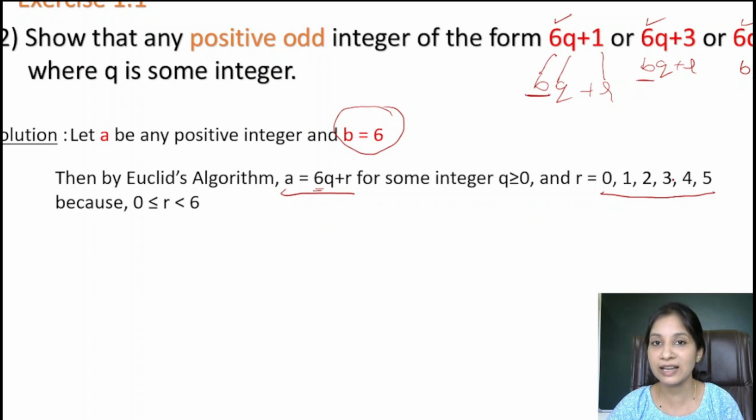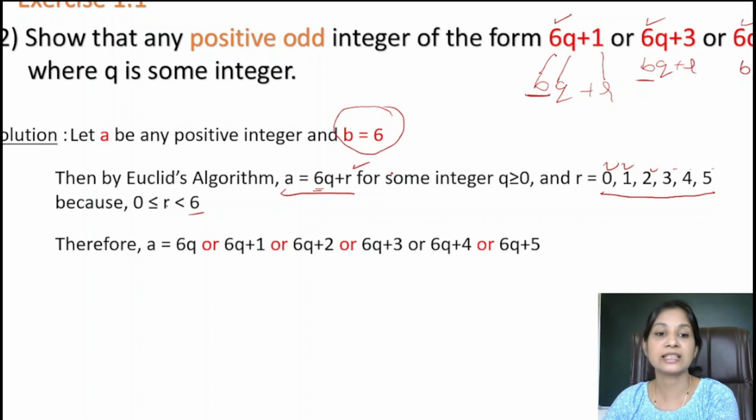Why is it like that? We know r is greater than or equal to 0 and less than 6. Why 6? The divisor is 6. So what may be the values? 0, 1, 2, 3, 4, 5. Less than 6, it becomes 0 to 5. Now I can substitute these values of r in this equation.